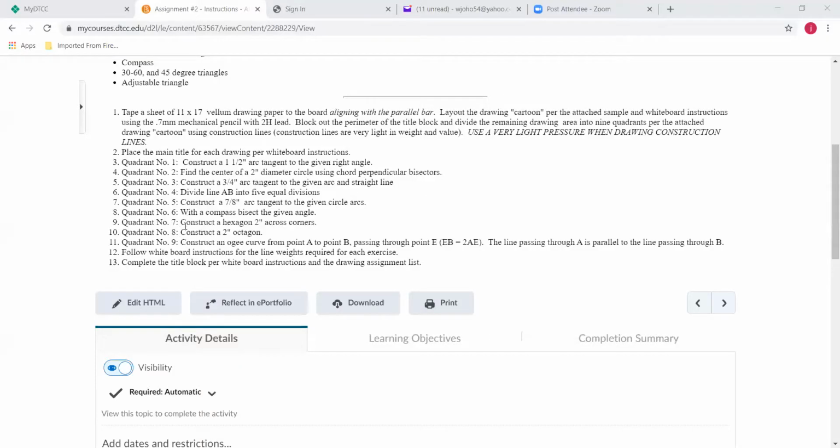So now let's go to 7 and 8. We're moving on. Okay. Let me share this with you. Okay, so with number 7, we're going to be creating a hexagon 2 inches across corners, and it makes a big difference whether it's across corners or across flats. So ours is a 2-inch hexagon across corners.